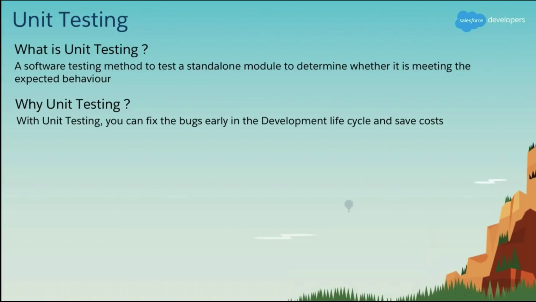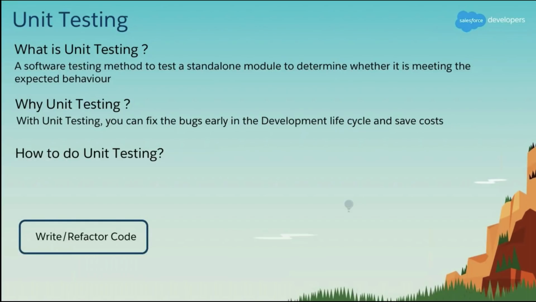The first most important reason is that with unit testing, you can identify the bugs much earlier. If you deploy the code and see the bug later, it's going to impose some cost on you. Right? But with unit testing, you can identify the bugs much earlier. Then how to do the unit testing?